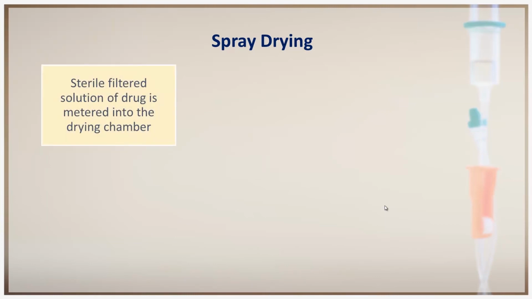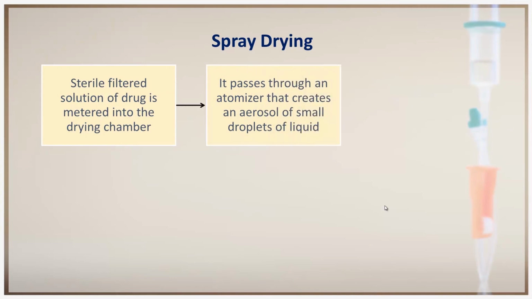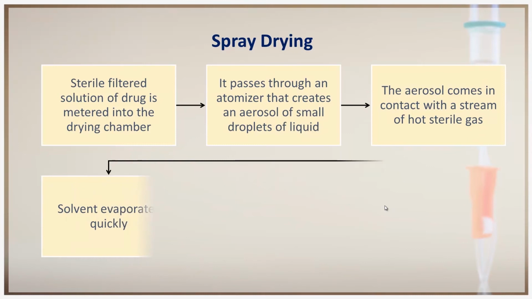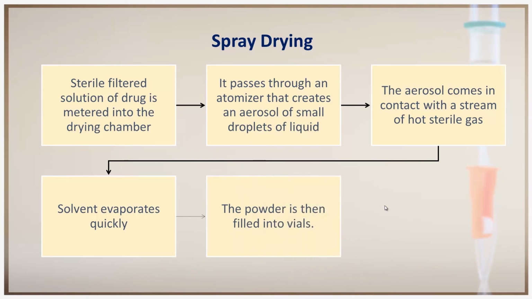In spray drying, a sterile filtered solution of drug is metered into the drying chamber where it passes through an atomizer that creates an aerosol of small droplets of liquid. The aerosol comes in contact with a stream of hot sterile gas, usually air. The solvent evaporates quickly, allowing the drug to be collected as a powder in the form of uniform hollow spheres, and this powder is then filled into the vials.